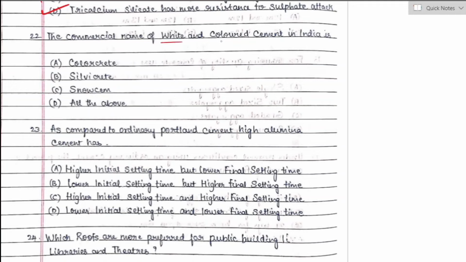Question number 22. The commercial name of white and colored cement in India is. The commercial names are also called Colocrete, Silvicrete and Snowsen. All these options are correct. So the right answer is option D.